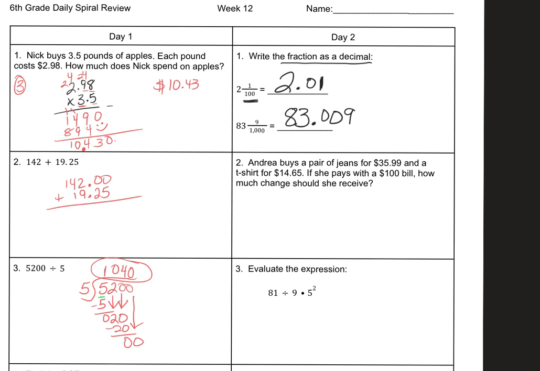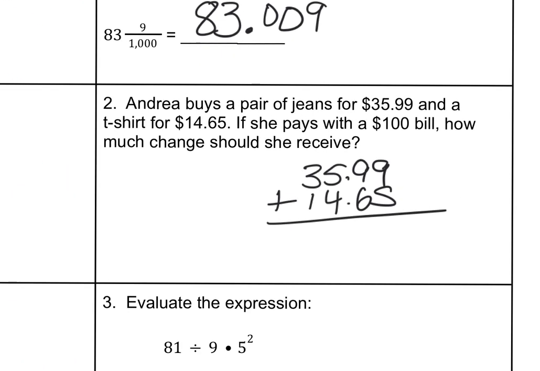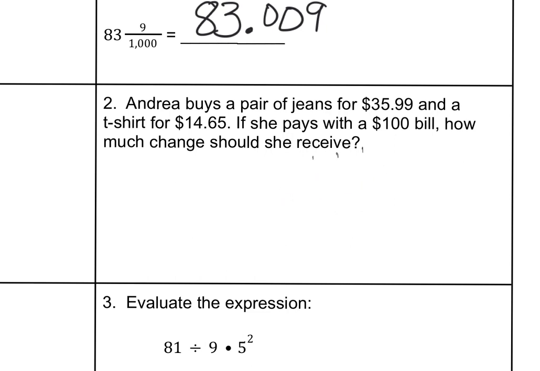through the video. Andrea buys a pair of jeans for $35.99 and a t-shirt for $14.65. If Andrea pays with a $100 bill, how much change will she receive? Well, the first thing we need to do is add together the amounts that she spent. So we add the two items that she spent money on together, and we get $50.64. So I'm going to erase that now.